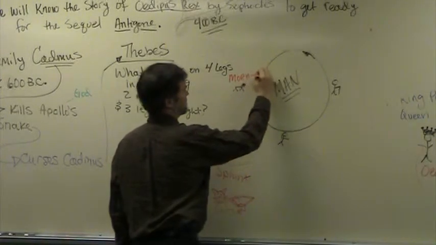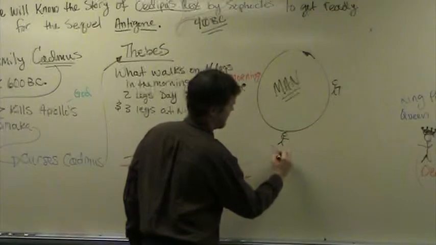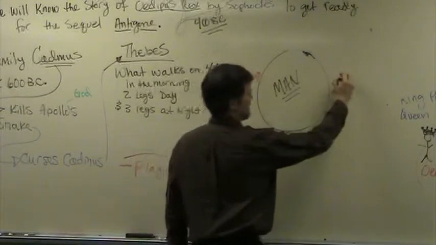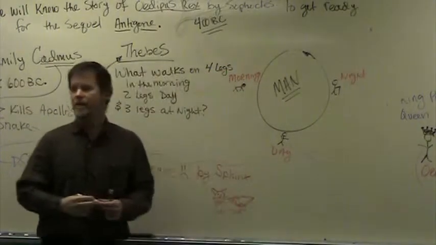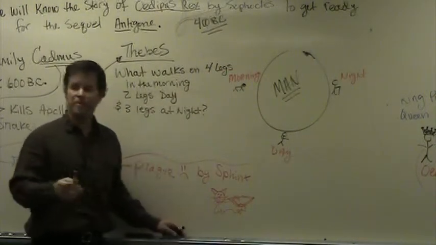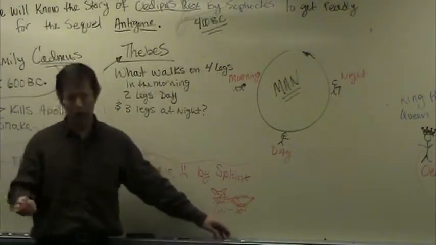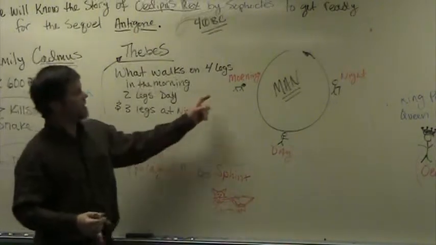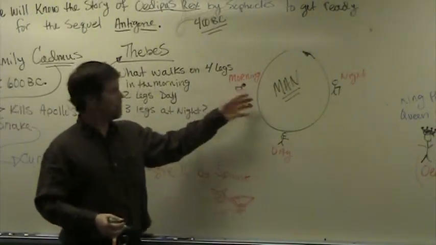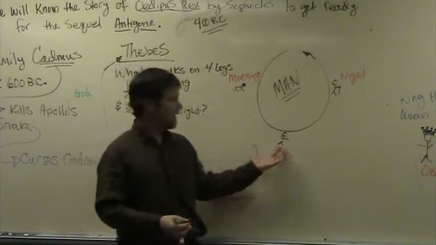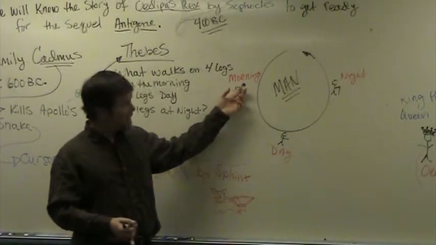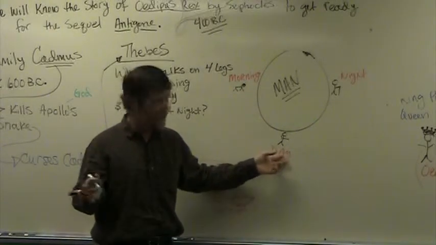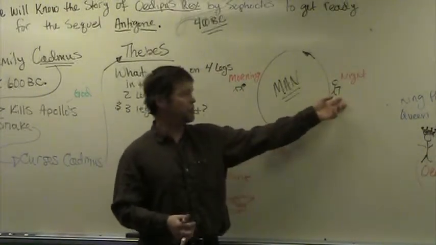Morning. Day. Night. The whole time. Because this is a metaphor that's used in literature all the time, right? This idea that morning is sort of the beginning, and daytime, and nighttime. Morning meaning you're young when you're a baby, daytime when you're middle-aged all the way through till you're old, night, all right?